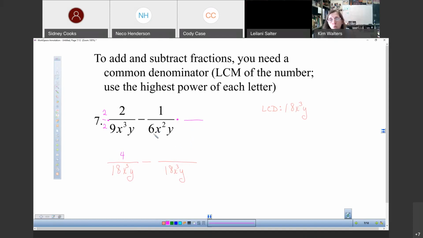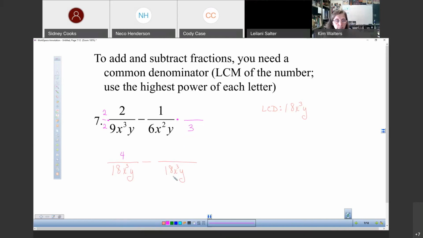Okay? What do I multiply by this denominator, 6x squared y, to get 18x cubed y? So I can start with, what do I need to multiply by 6 to get 18, but I got to do one more thing. Ooh, that's so close. Okay, so as I'm looking at this, I see I have an x squared y, and I need an x cubed y. So most of you figured out 3.